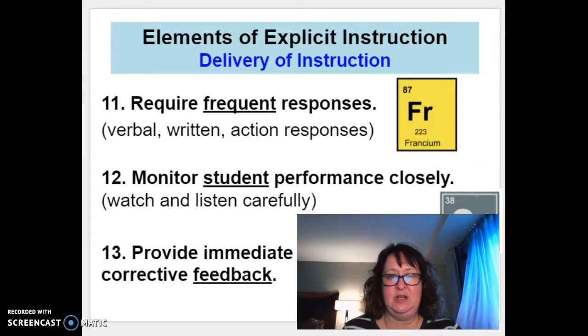So the next element we're going to talk about is delivery of instruction, and we want to make sure we provide for frequent responses for students, whether that be verbal, written, or action responses.